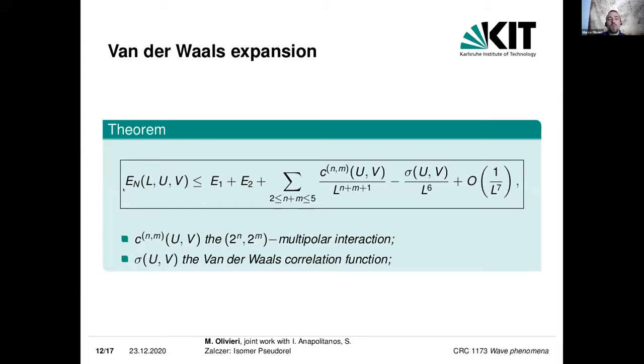This full ground state energy is less or equal than the sum of the two free energies plus these multipolar expansions that are distance dependent. I don't want to go too much into the details of defining these coefficients. Let's simply say that these coefficients describe the multipolar interaction coming from the formation of permanent multipoles, and this is the van der Waals correlation that comes from instantaneous dipoles or multipoles. Okay, but this is an upper bound.